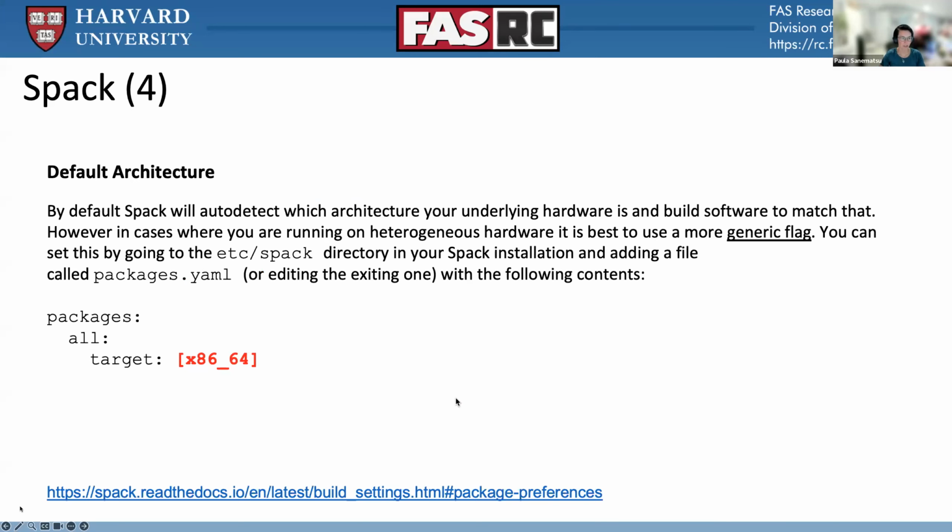Cannon has heterogeneous architecture, so some nodes have certain types of CPUs, other nodes have newer CPUs, so it's not completely homogeneous. And Spack is architecture dependent. So if you would like to have a more generic flag, you can set the target to be this instead of being specific to, for example, Sky Lake or Ice Lake or Cascade Lake, because Spack can detect the architecture where you're installing packages.